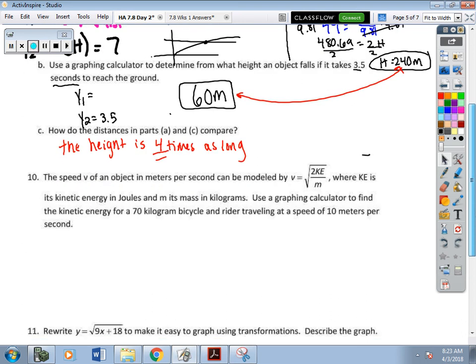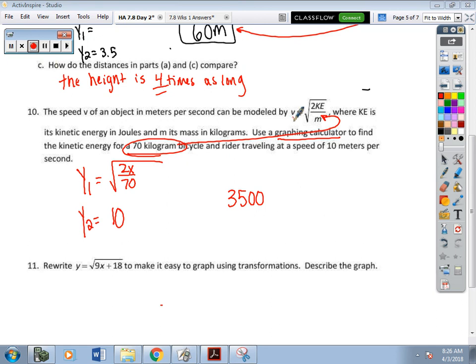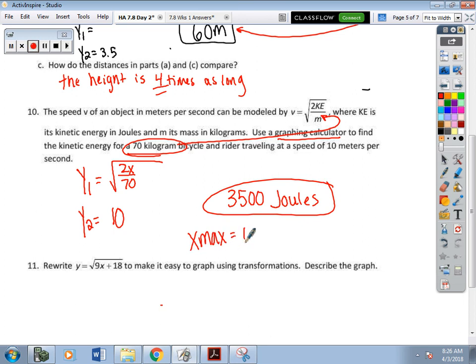See if you guys can try the next one on your own, number 10. You can use your graphing calculator, or if you prefer, you can do it algebraically. We were solving for V, or no, that was our V. So we're solving for kinetic energy, which is in joules. So again, if you want to jot down in your notes, I changed the X max to be, I think, 10,000. All right.